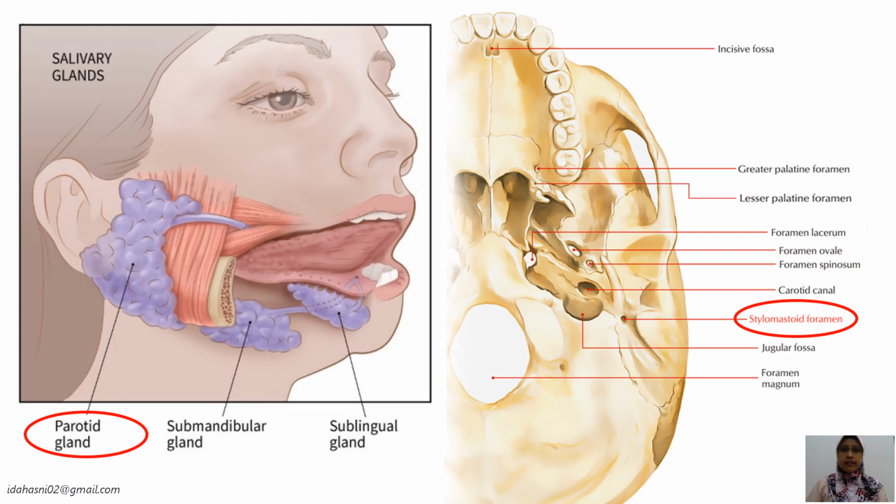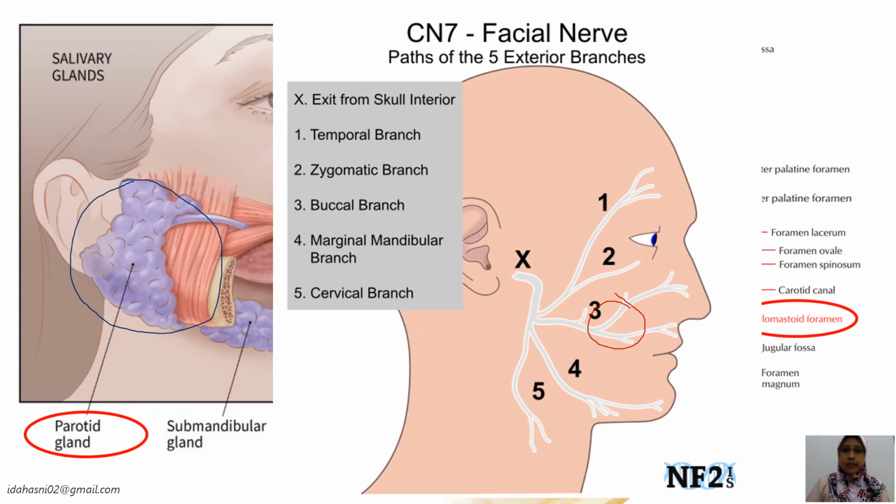The facial nerve exits the stylomastoid foramen, passes through and around the parotid gland, where the nerve divides into 5 terminal branches. So this is your stylomastoid foramen. And this is the parotid gland. Most of the fibers that remain in the facial nerve at this point provide motor innervation of the muscles of facial expression, to the posterior belly of the digastric muscle and stylohyoid muscle.